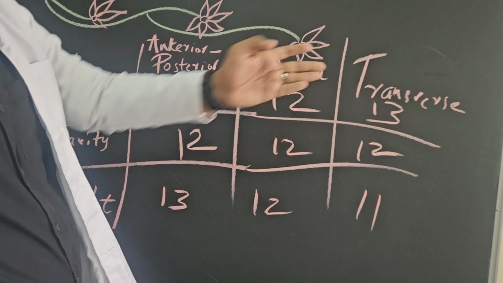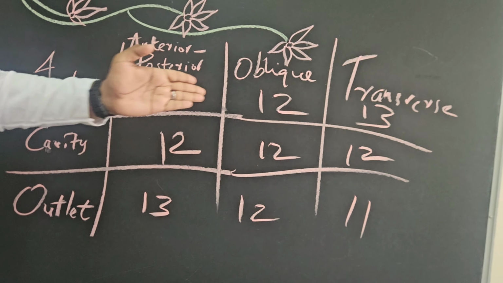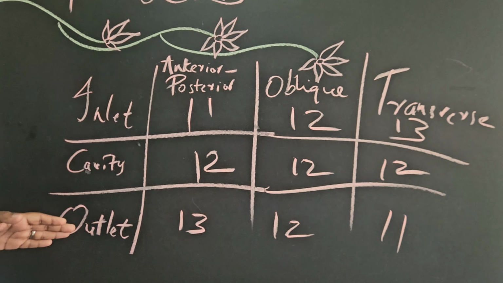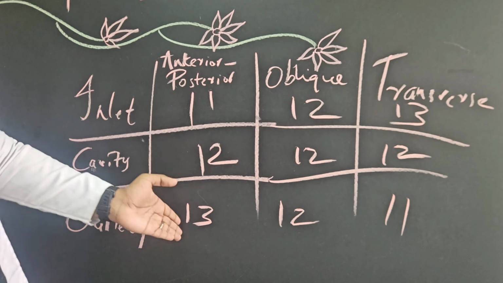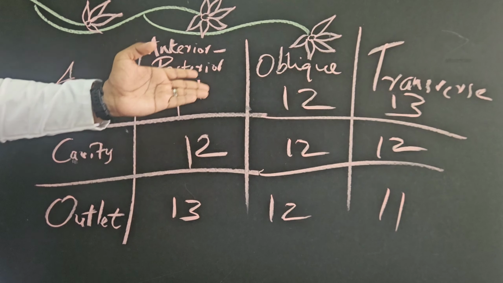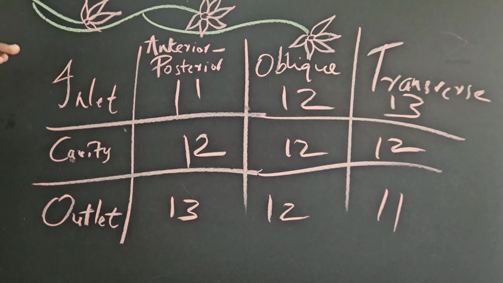11, 12, 13. In cavity all the diameters are 12 centimeters. In outlet it's the opposite of inlet, that is 13, 12, 11. In inlet 11, 12, 13. Nothing is there, it's easy to study.